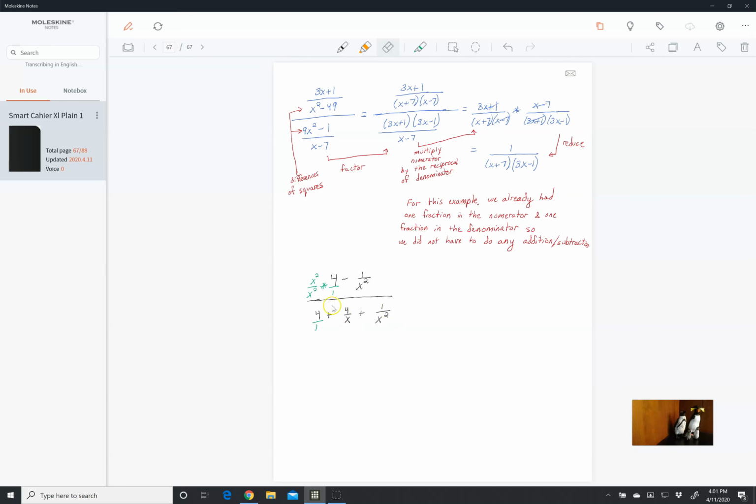Now we can do the same thing with the denominator. We can say, what do the other fractions have that this one doesn't? Well, this one has an x and this one has an x squared. So we can actually just multiply by x squared, okay? Because the x squared includes this x here. So there's no reason to include this separately. So we're going to multiply this by x squared over x squared.